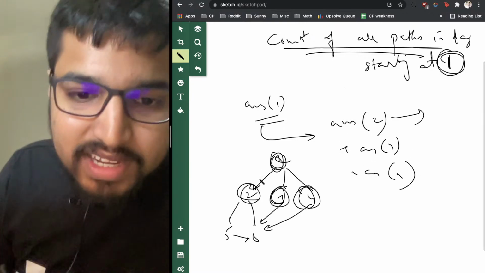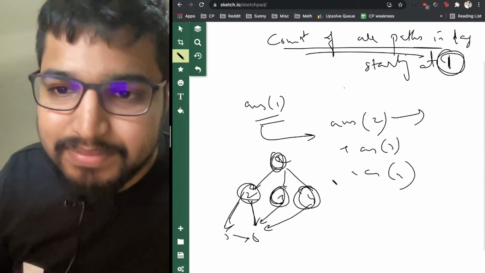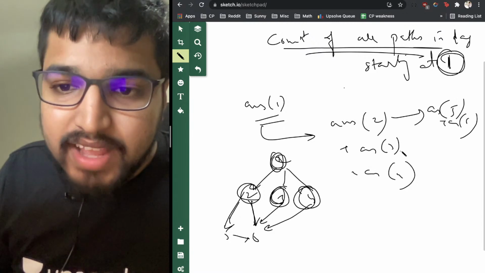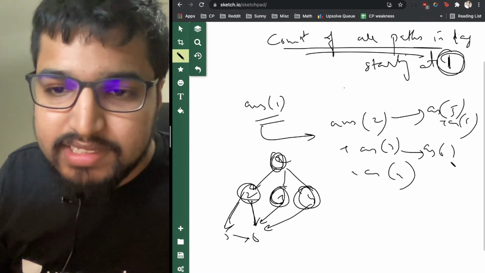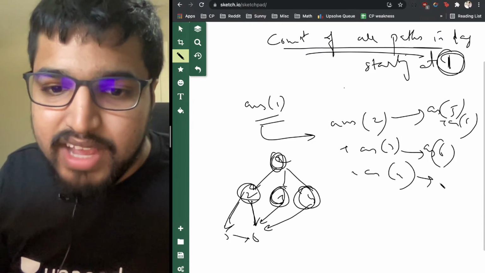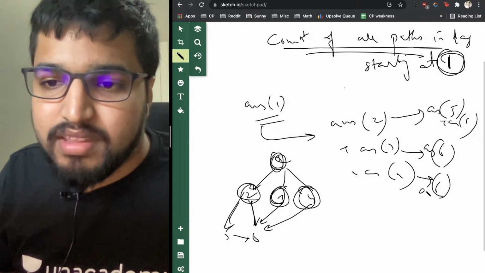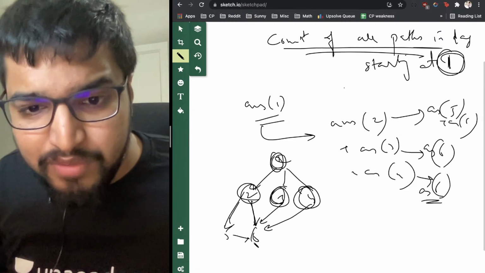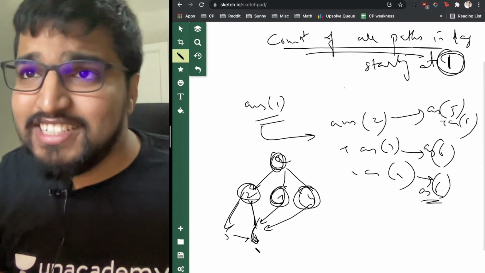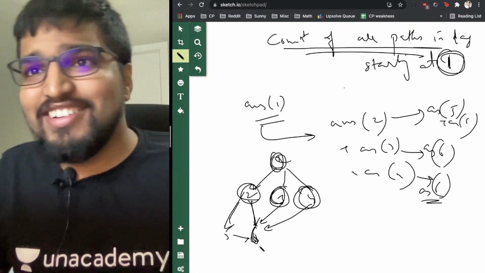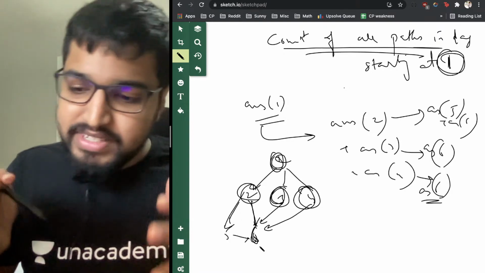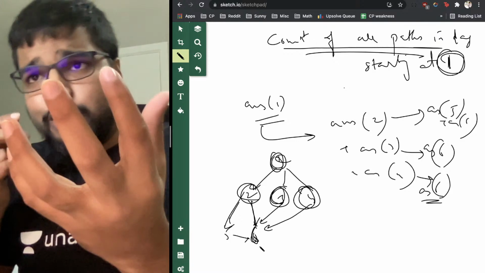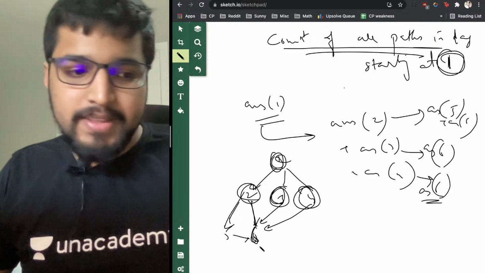Now answer of 2 is basically answer of 5 plus answer of 6. Answer of 3 is basically answer of 6. Answer of 4 is basically answer of 6 again. And for a node like 6, if there are no outgoing edges, the answer for that node is basically 1. If we keep going down, we're going to reach an end node, and that's when we return 1.